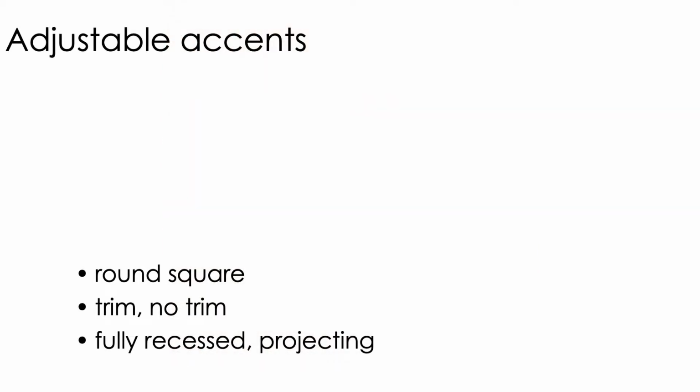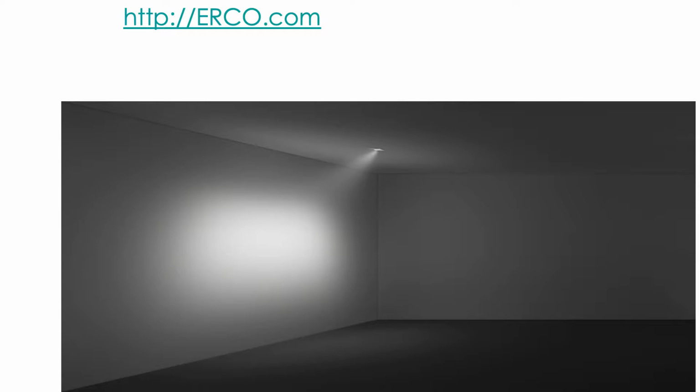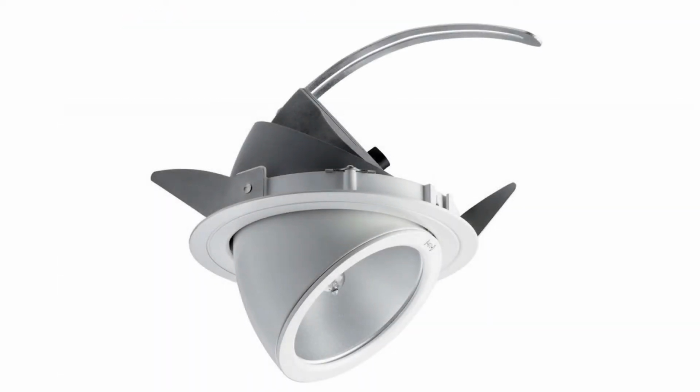Speaking of adjustable, there are what are called adjustable accent lights. Those can be recessed. They can have round or square trim or no trim at all, fully recessed, projecting. My favorite company for these is Erco. It's a German company. They use all LED, super efficient, and they have an amazing array of light distributions, not just a boring old square or a circle, but squares, elongated squares, and some are recessed, some are surface mounted.